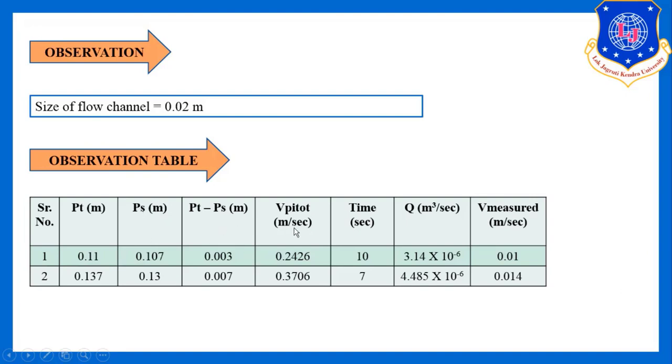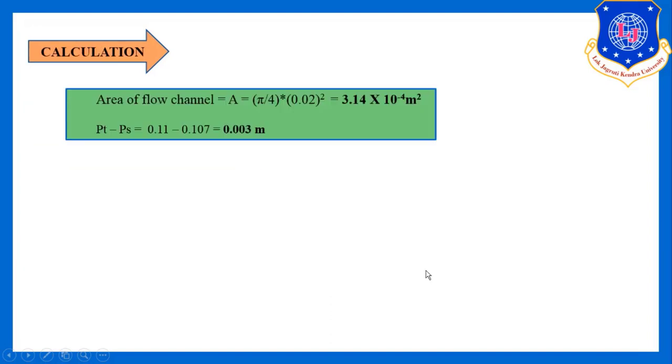V Pitot, this we have to calculate. This is the time required to collect the water. This is the volumetric flow rate and this is the velocity measured. Let's see how we can calculate these values.